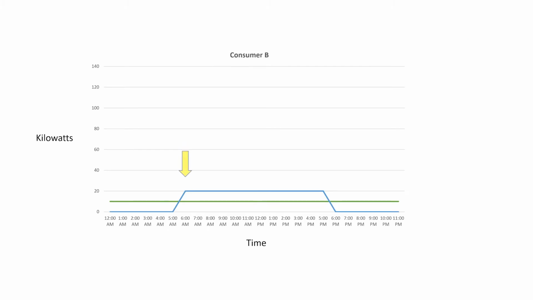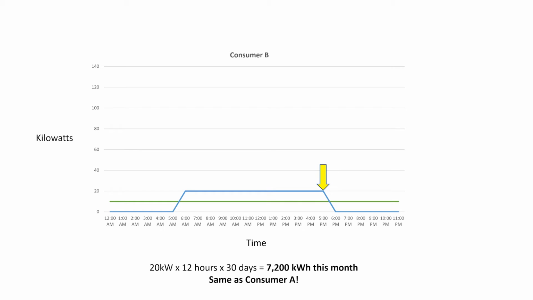Consumer B has a larger load of 20 kilowatts, but only consumes electricity for 12 hours a day. Using the same method as before, we calculate their electrical consumption as 20 kilowatts times 12 hours each day and 30 days in this month. They use 7,200 kilowatt hours, just like Consumer A. But wait, their demand is twice as high, 20 kilowatts instead of 10 kilowatts, and thus the transformer and line feeding their service must be sized larger at a greater cost to install and maintain. Consumers A and B consume the same kilowatt hours, but their demand was different. So are these consumers equal and should be billed the same?